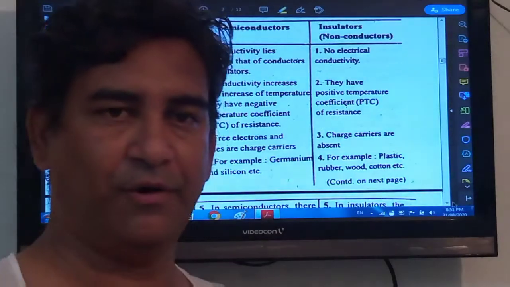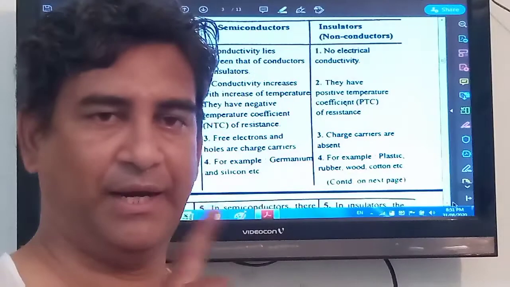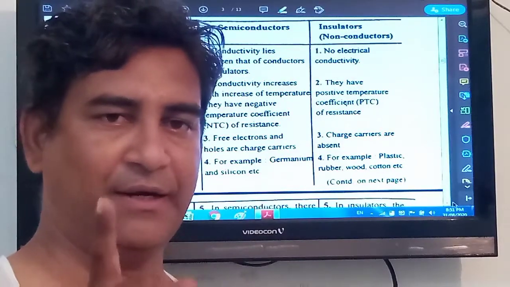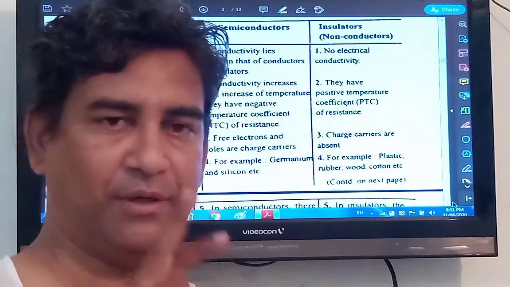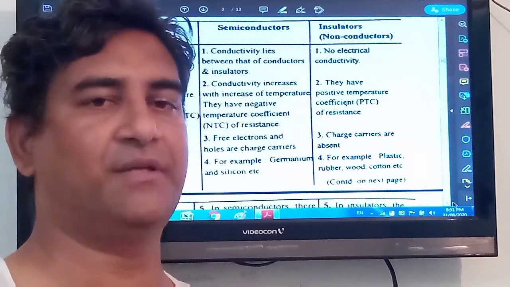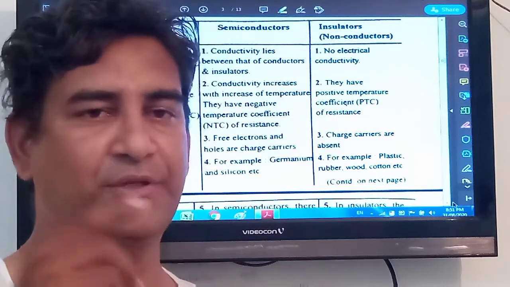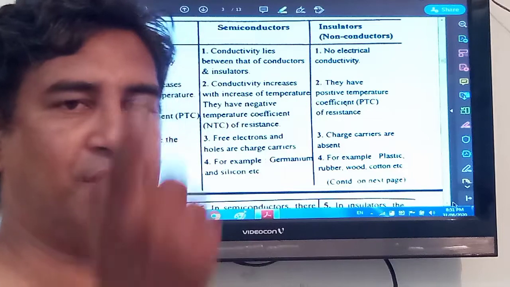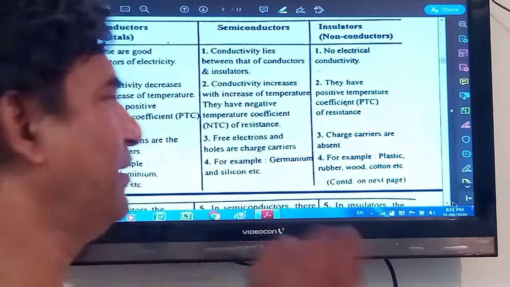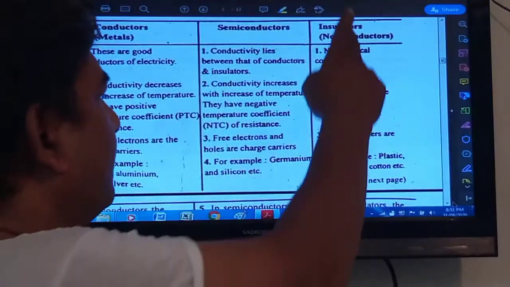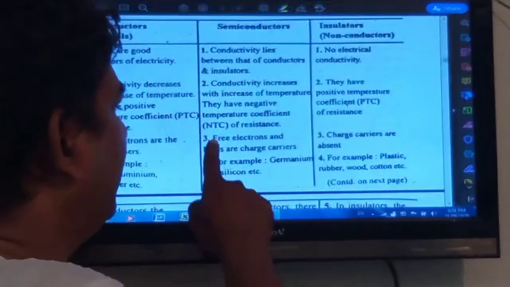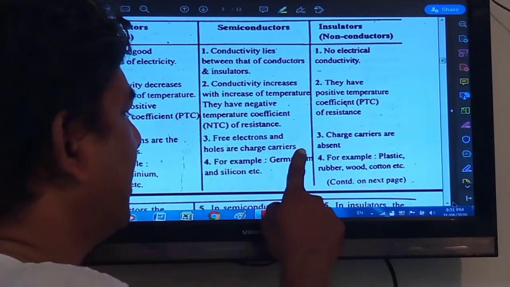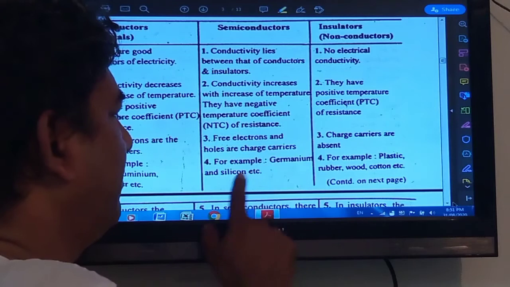Okay, NTC and PTC are used for temperature control. NTC is nothing but the negative temperature coefficient, and PTC is the positive temperature coefficient. NTC is used in the semiconductor and PTC is used in the conductor. Then in a semiconductor, the free electrons and holes are the charge carriers. Examples are germanium and silicon.